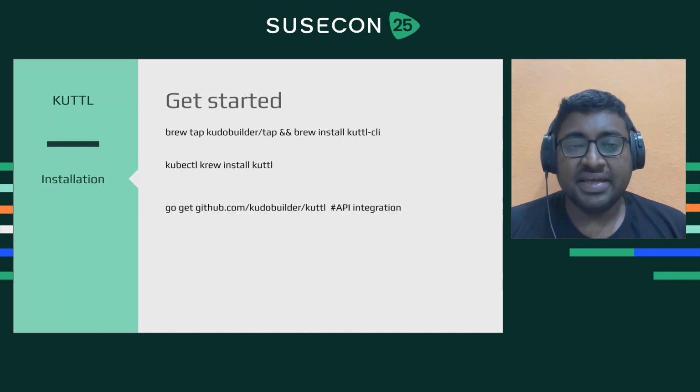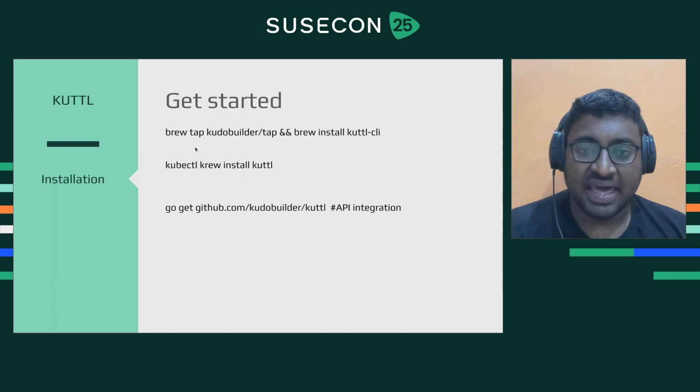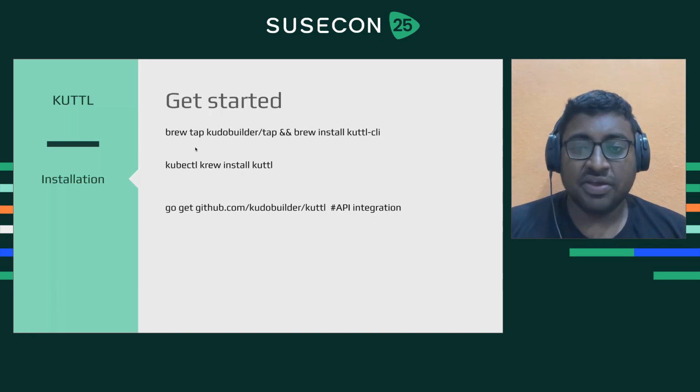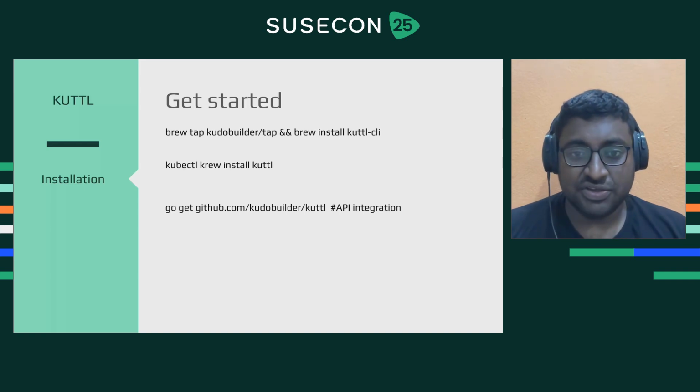To get started, if you are a Mac user, you can use brew install kuttl CLI directly. Or if you are a Linux user, you can use kubectl krew install kuttl. Krew is a package manager. These two are for the CLI. And if you are a Go developer and want to integrate Kuttl into your APIs, you can do that using go get github.com/kudobuilder/kuttl. You can include it as part of your code as well.